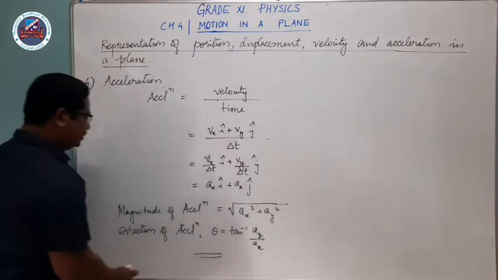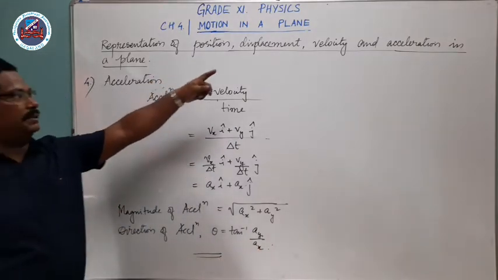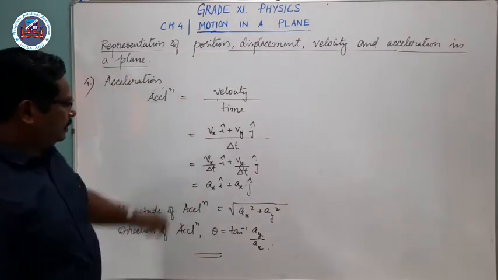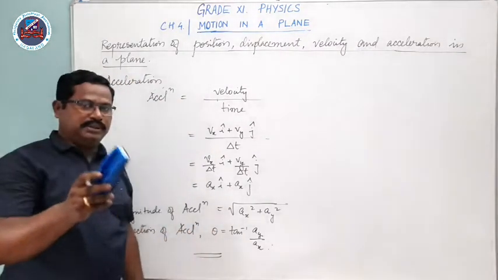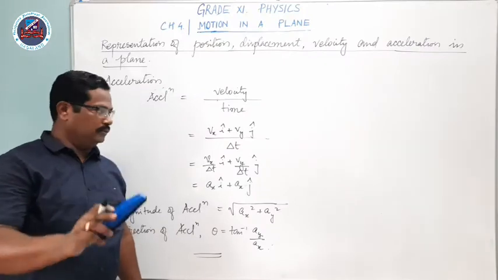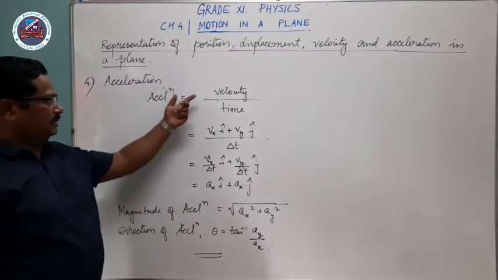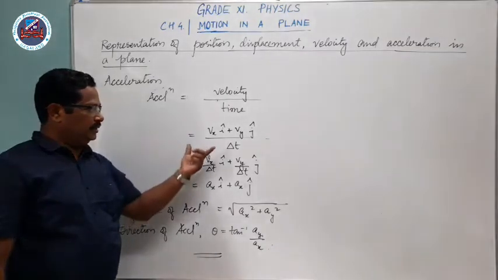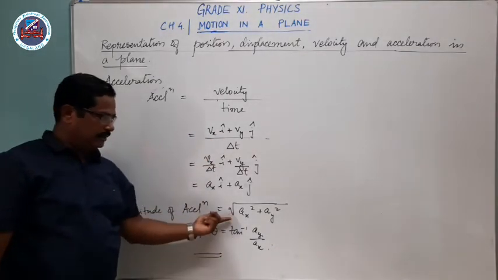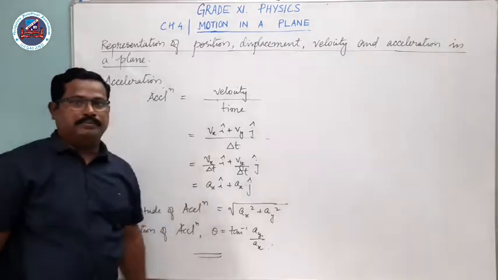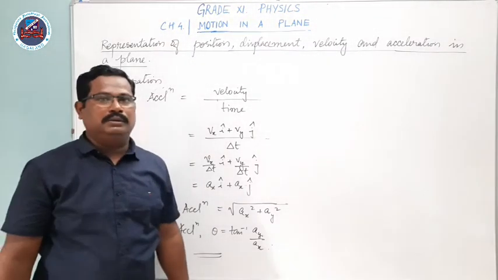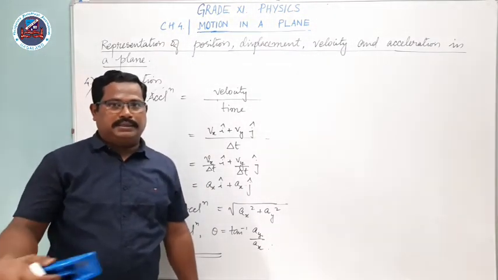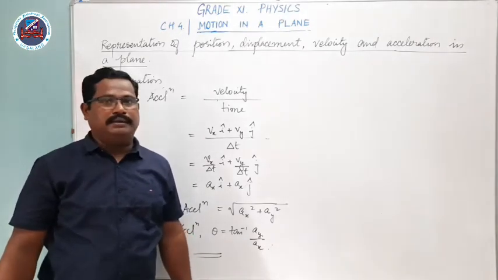Like this you can represent position, displacement, velocity and acceleration in a plane. So if you know position and displacement, you have to know them very nicely. Afterwards you can just follow the formulas that you have learned in chapter 3. Just substitution takes place, and these final results you should keep in mind. Now let us see about projectile motion.